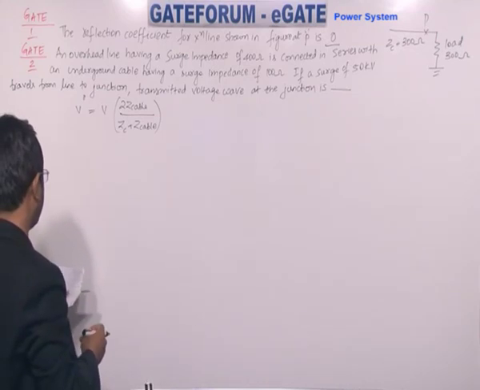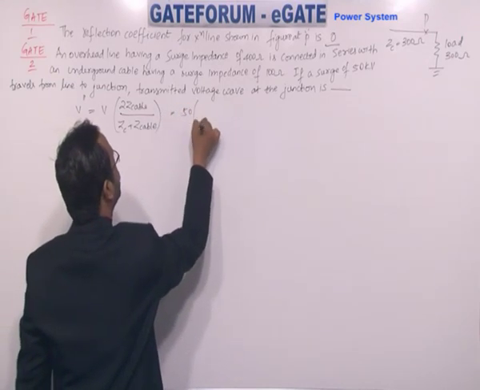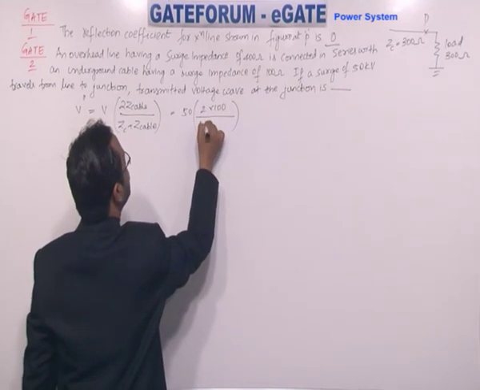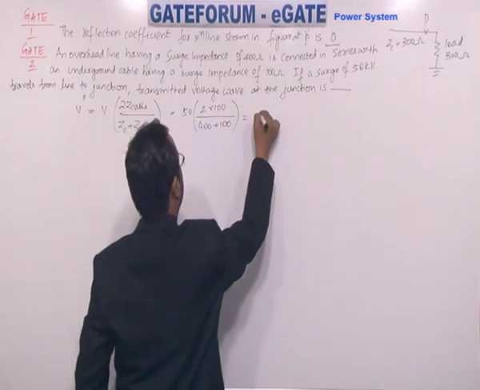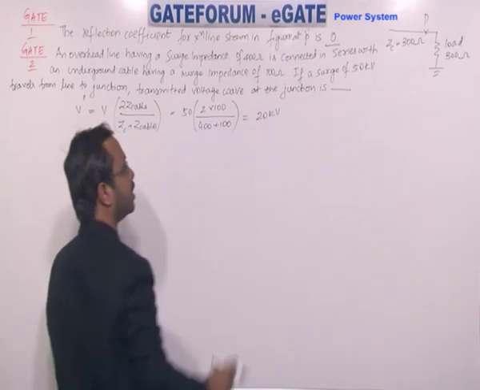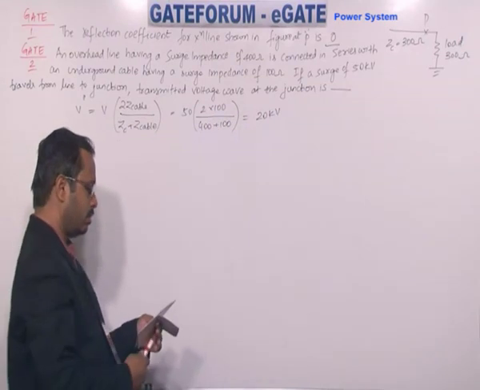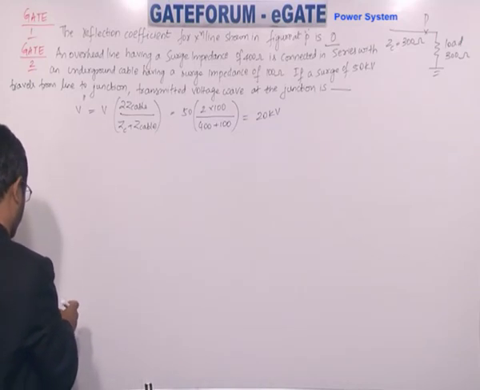So this is the formula. Now you substitute this one. V is 50, Z cable 100, ZC is 400. On simplifying this one, you get the answer as 20 kV. So what is the answer you get? 20 kV.